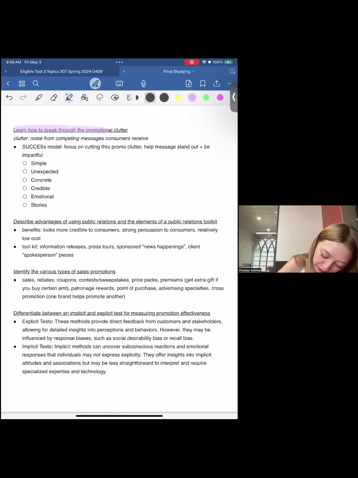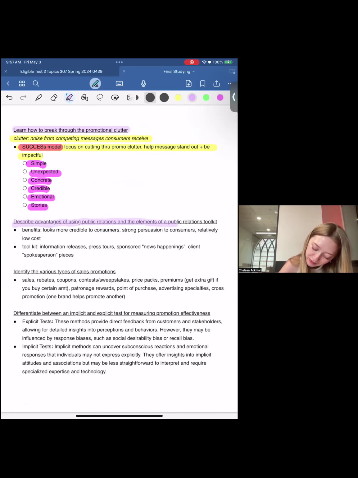Learn how to break through the promotional clutter. So clutter is noise from competing messages that consumers receive. And then what we do to break through that clutter is the SUCCES model. It is a model focusing on cutting through promotional clutter, helping a message stand out and be impactful. And the model is simple, unexpected, concrete, credible, emotional, stories.